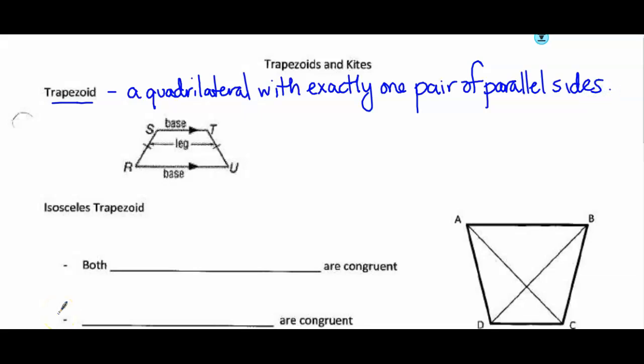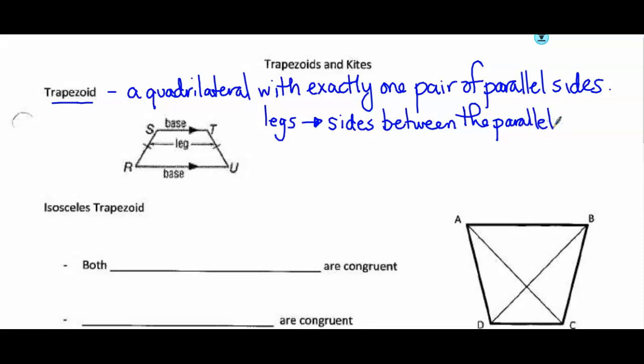In a trapezoid, you have legs. If you look at the picture to your left, these are the sides between the parallel bases. So if we look over at the picture to the left, SR and TU, those are your legs over here.